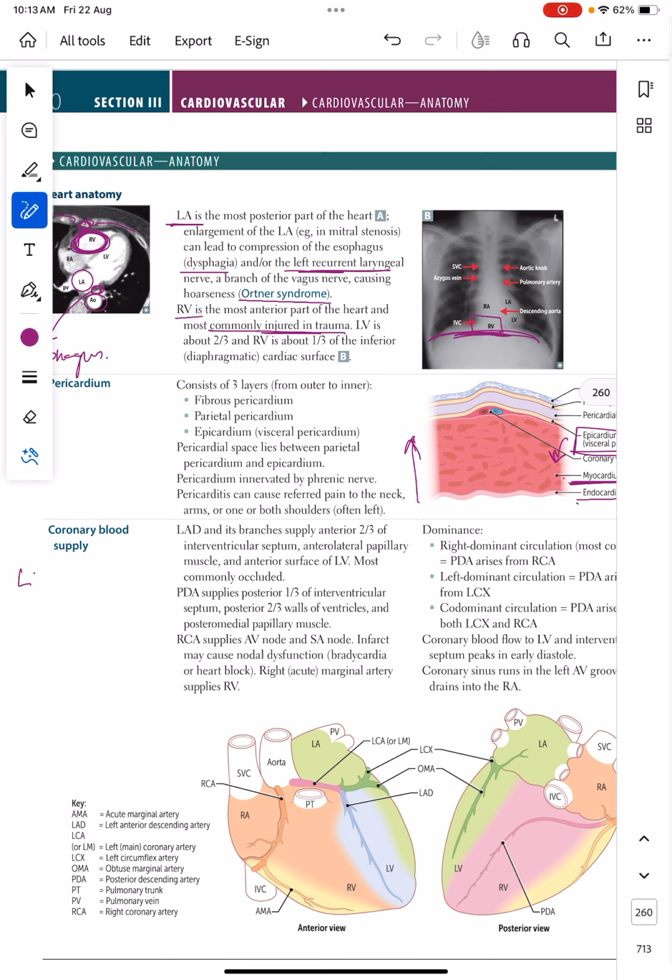So remember these few vessels: left anterior descending artery, left circumflex artery, posterior descending artery, and the right coronary artery. The left anterior descending artery supplies the anterior two-thirds of the interventricular septum and the anterolateral papillary muscle. There are two papillary muscles, anterolateral and posteromedial. Just remember these. Most of the anterior surface of the left ventricle is also supplied by the left anterior descending. The marginal artery supplies the right ventricle.